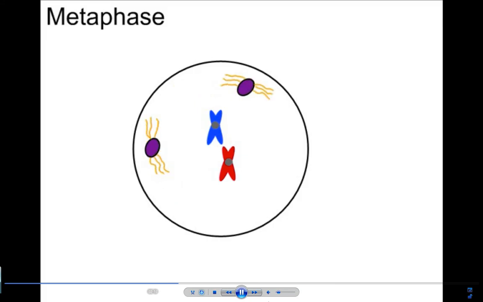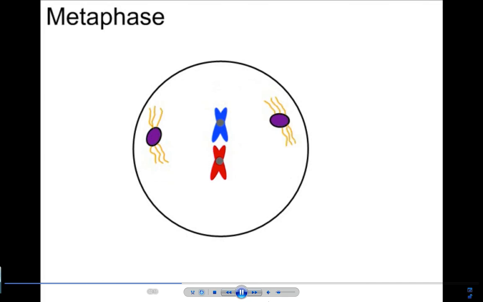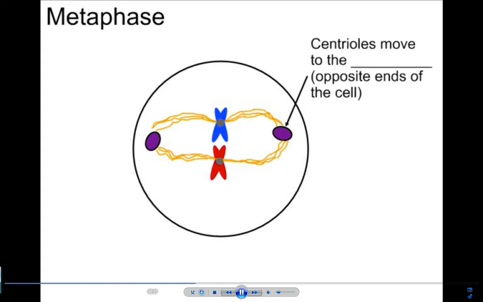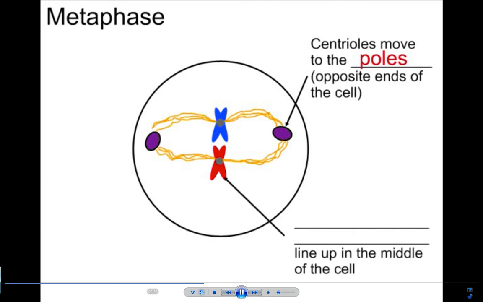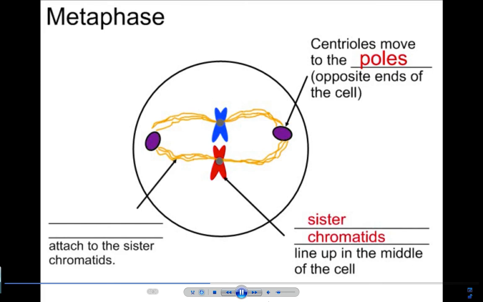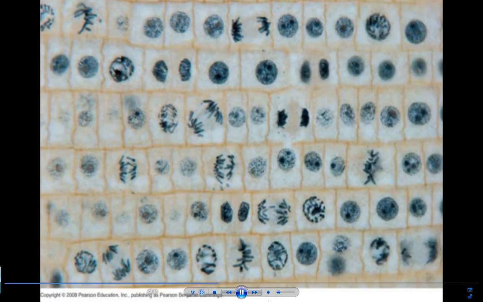Now the second phase is called metaphase, and we're seeing here that those centrioles and spindle fibers are now moving. So what they've done is they've actually moved from the sides to the opposite ends of the cell called the poles. Those sister chromatids also lined up in the middle of the cell. And the last thing that happened was those spindle fibers, which are the ropes essentially, attached to the sister chromatids at one end, and the other end of the spindle fibers attached to the centrioles.